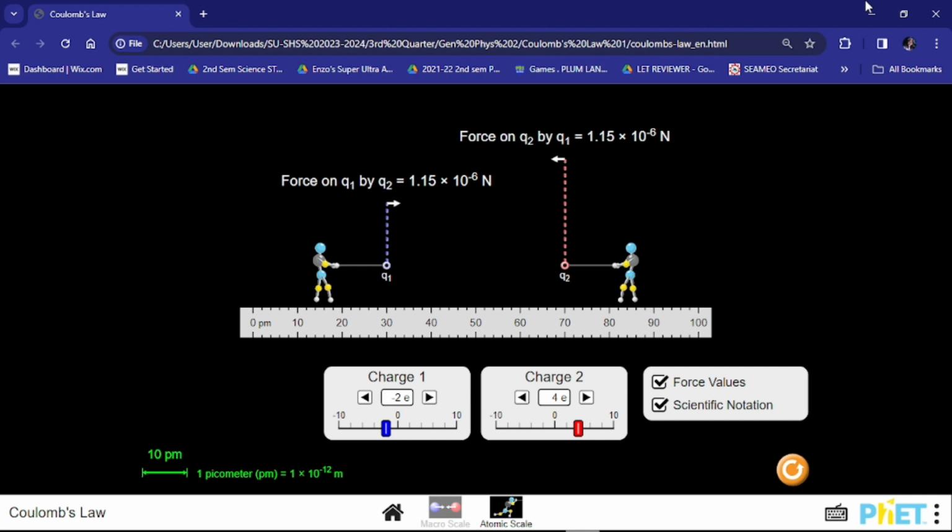Now our second condition is that the strength of the electric force depends on the distance between charges. It says there that the greater the distance, the lesser the force. Now I want you to see on my screen, I have here a PhET simulation on the electric forces of atoms.